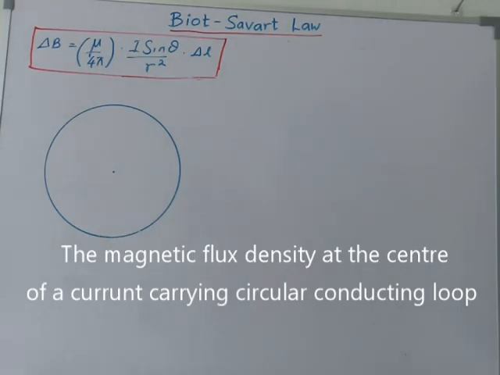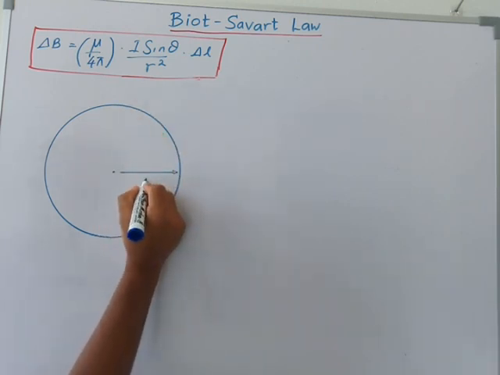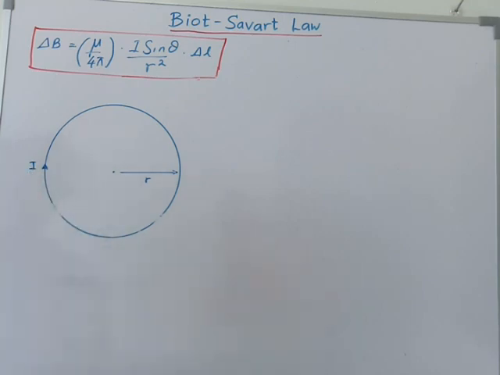Our first example is to find the magnetic flux density at the center of a current carrying circular conducting loop. Let's consider the radius of this circular loop is R, and the current in the loop is I. Now we want to find the magnetic flux density at the center here. So how can we find this? To find this, we are going to use Biot-Savart law.